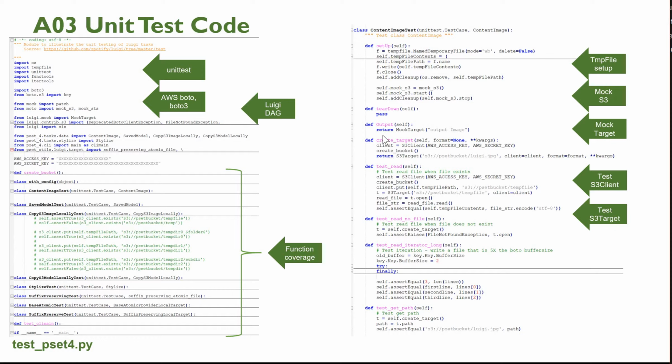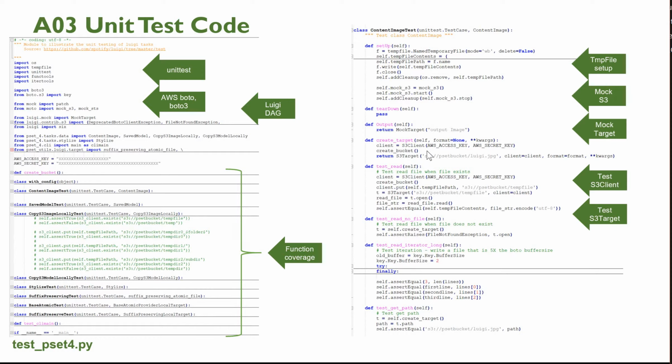And here is the typical component of a Luigi task. This is the simulation of output. I will use a mock target, which is coming from Luigi. I also use a mock S3 as well, because in PSET4 we need to get access to AWS.